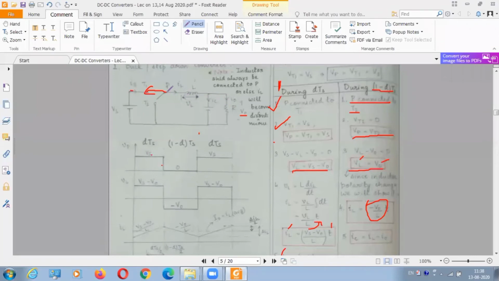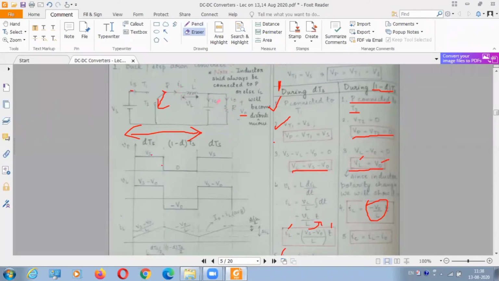Now we have to see which average current relates to IS during this whole time interval. Now, when P is connected to T2, is IS flowing? No. So IS is not flowing now, but still I0 is flowing in the circuit. So I0 is directly related to IL. Whatever the average value of current that will flow through IL is nothing but I0.